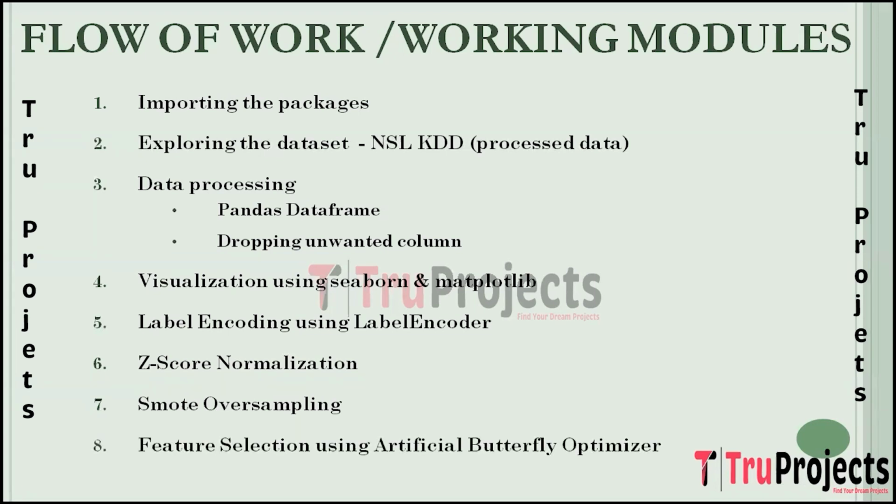Feature selection using Artificial Butterfly Optimizer. Artificial Butterfly Optimizer is employed to select relevant features from the dataset, optimizing the model's performance by focusing on the most influential variables. It is an optimization algorithm that is used for feature selection in various applications, including intrusion detection systems in mobile ad hoc networks.